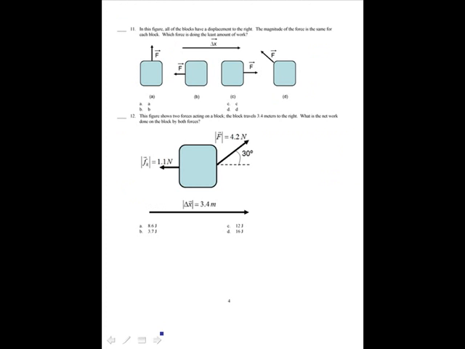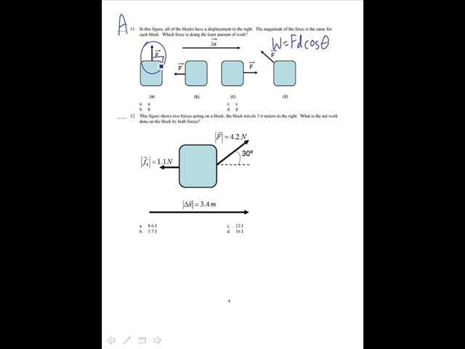In this figure, all the blocks have a displacement to the right. The magnitude of the force is the same for each block. Which force is doing the least amount of work? The least amount of work is the one where the force is doing no work. So that is A. Remember, work is equal to F d cosine theta. Here, the angle between my force and my displacement is 90 degrees, and the cosine of 90 is 0.